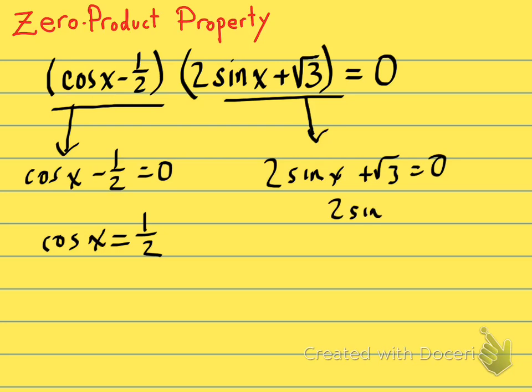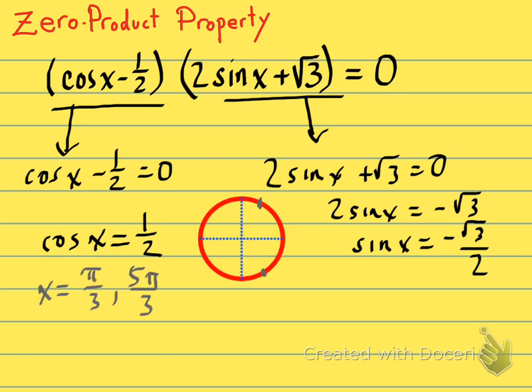Cosine is equal to 1/2, and sine, a couple of steps there, sine equals negative root 3 over 2. Now we go back to the unit circle, and we get pi over 3 and 5 pi over 3 for that left-hand equation, and we get 4 pi over 3 and 5 pi over 3 for the right-hand equation. So actually there's three different places, three different numbers that solve this equation for us.